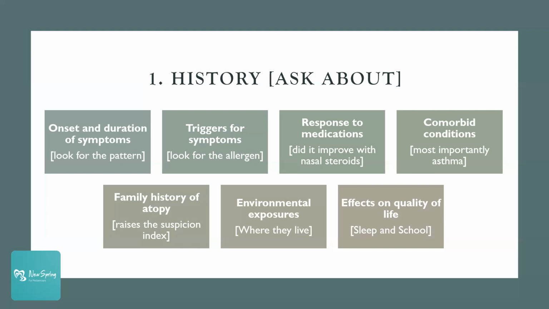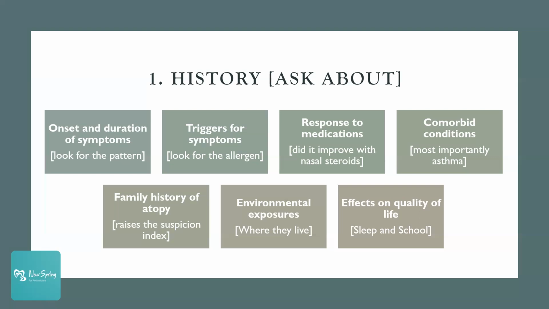The other thing is comorbid conditions, and this is a huge mistake that a lot of doctors fall into. They do not look for other comorbidities. It's very important to look for asthma specifically, and we're going to talk about comorbidities as well. So not only ask about nasal and allergic rhinitis symptoms, but please ask about asthma symptoms, especially asthma exacerbations.